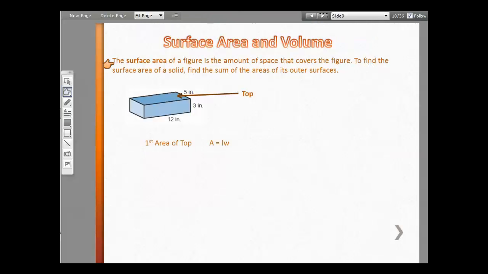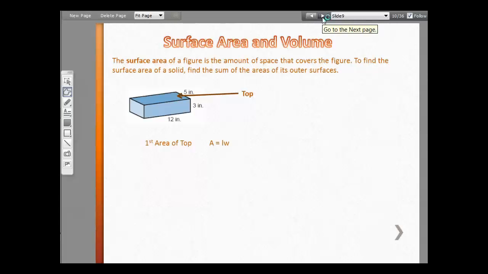Okay, so the surface area of a figure is the amount of space that covers the figure. To find the surface area of a solid, find the sum of the areas of its outer surfaces. This is the long way, okay? But sometimes it's easier to learn the long way and then use the formulas for a shortcut, because the long way can always save you when you forget the formula.